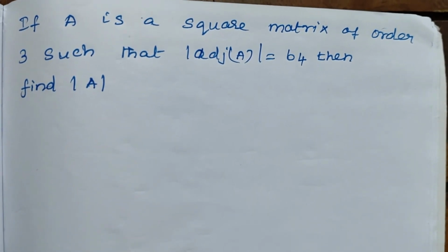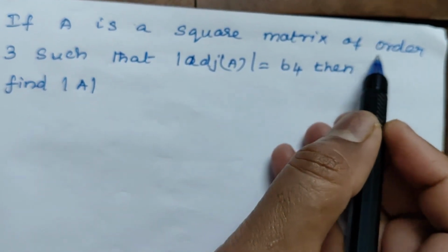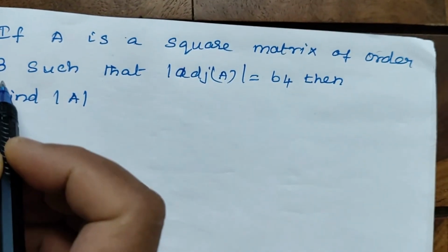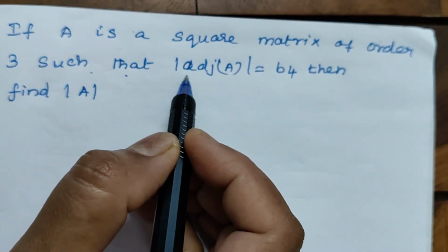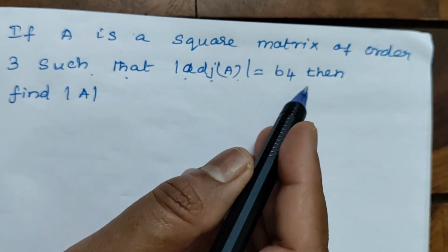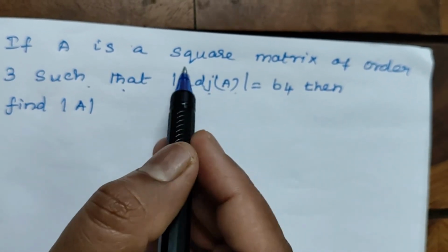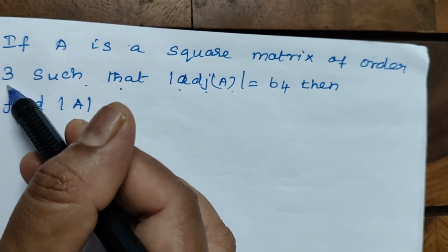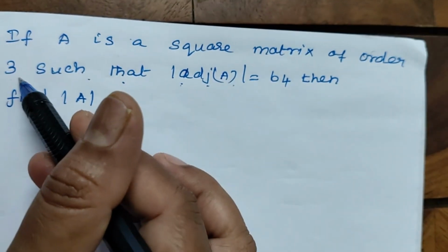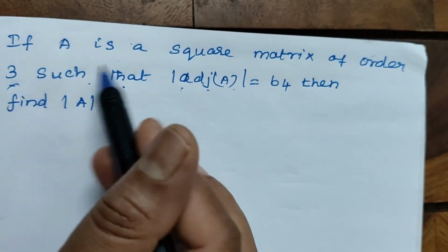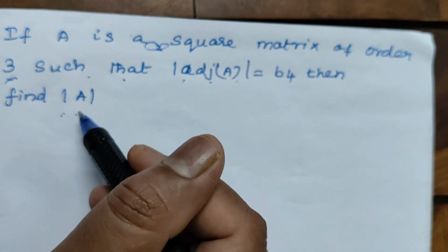The chapter is determinants. If A is a square matrix of order 3 such that determinant of adj A equals 64, then find determinant of A. So here it is given A is a square matrix of order 3, so determinant of adj A equals 64. Two conditions are given, one is this one and the second one is this one. You have to find determinant of A.